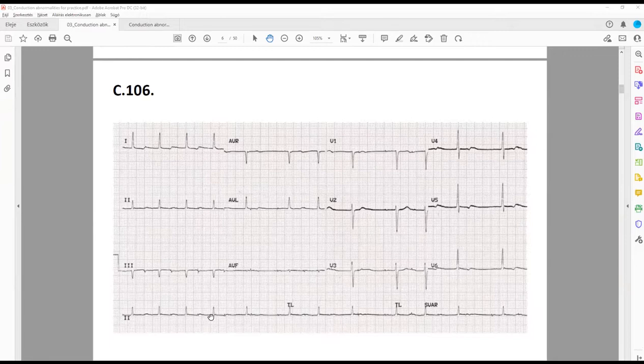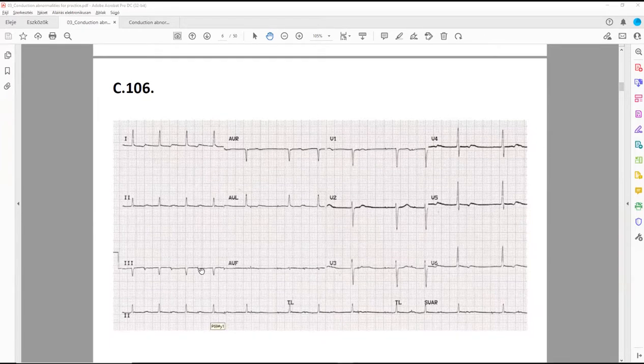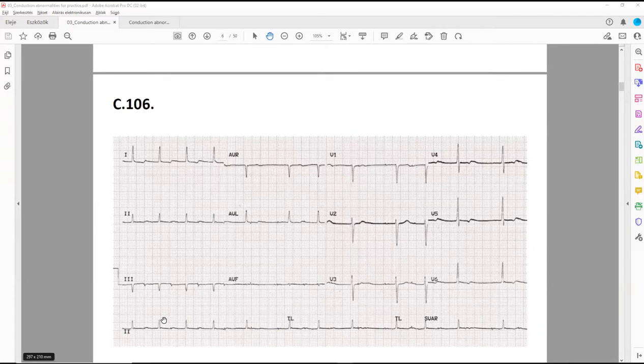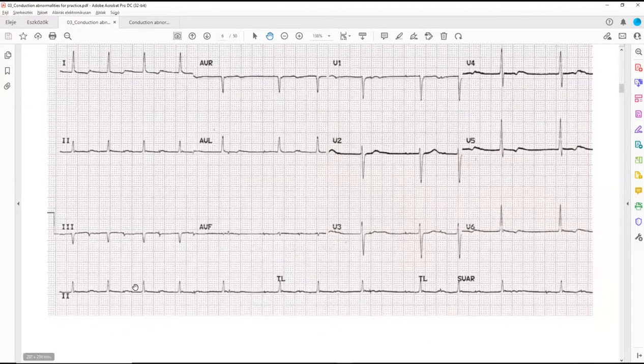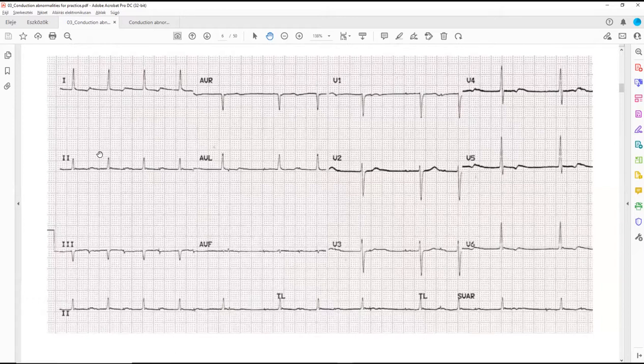Is it rhythmic or not? It's not rhythmic. Okay, good. Heart rate? The average is maybe a bit less than 100, let's say 90. Yes, that's fine. So it's not normal, it's not rhythmic.